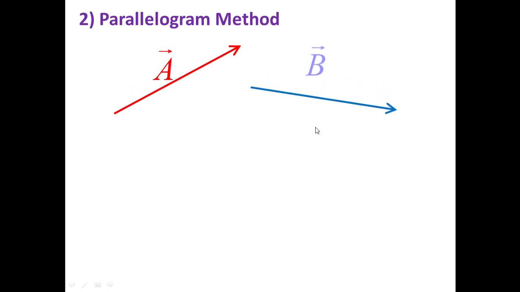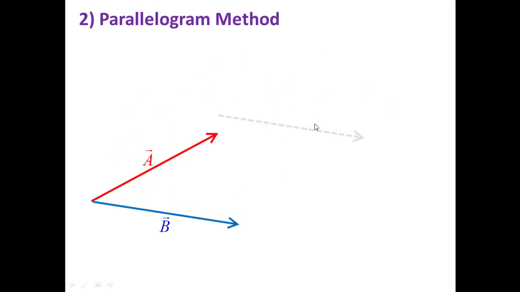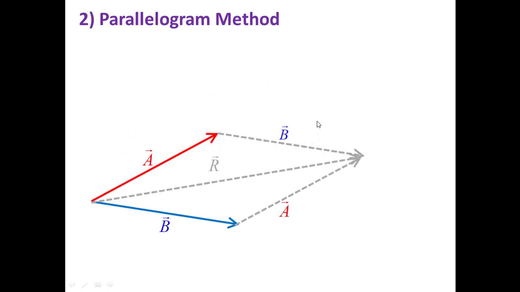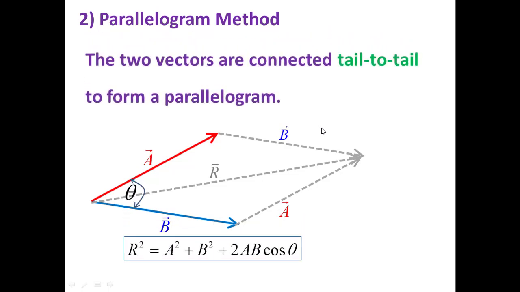The second important thing we have seen is the parallelogram method of vector addition, where the given two vectors A and B are joined together to form a parallelogram. And in our parallelogram, the resultant is this vector r. In this case, the angle theta is the angle that occurs between the two tails of the given vectors, and we use this formula to find the resultant.